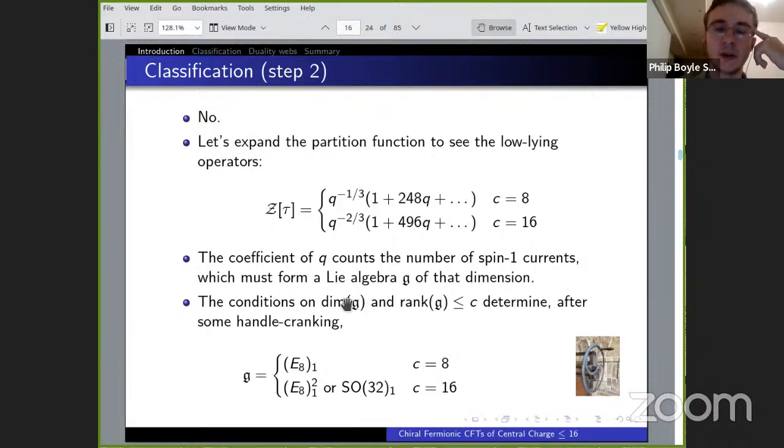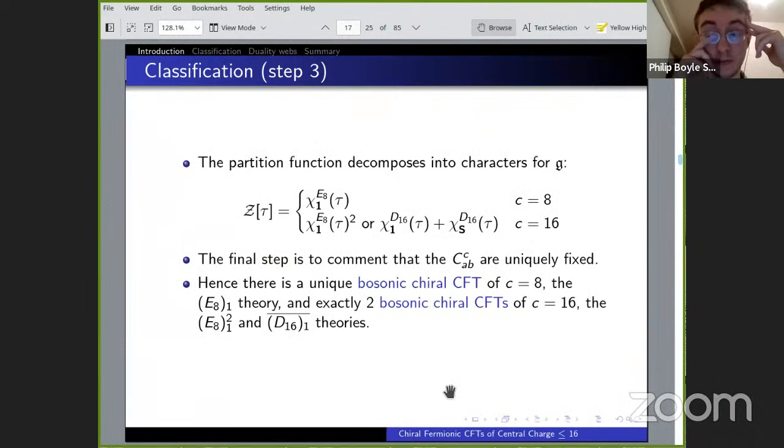Well, the conditions on the dimension, as well as the fact that the rank must be less than or equal to the central charge, determine after some handle cranking that the currents algebra must be E8 at level 1 if c is 8. And if c is equal to 16, it's either E8 level 1 cross E8 level 1, so two copies, or SO(32), also at level 1. So is that it? Are there any more choices, or are these the only theories? Well, this time, yes, they really are the only theories.